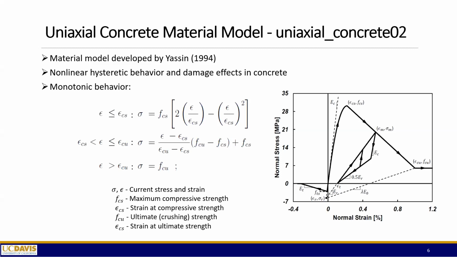I think so, yeah. So the nonlinear hysteretic behavior and damage effects in concrete are both considered in this material model. So here, first, if we look at the monotonic behavior, specifically the monotonic compressive behavior, it is separated basically into three regions. Before you reach the peak stress, you have a branch that is mainly elastic, but there is definitely some nonlinearity going on here.